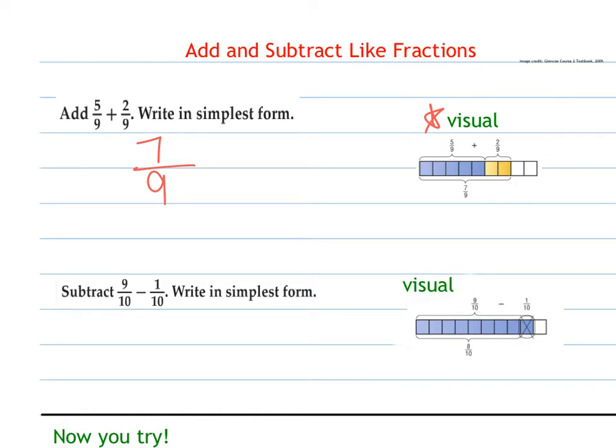Now subtracting 9/10 minus 1/10. Well, 9 minus 1 is 8. Keep the denominator the same. I know that those can both be divided by 2 in order to simplify. 8 divided by 2, 10 divided by 2. So there's my final answer. Again, a visual over here for you. If we have 9 of them and we're taking one of them off, we have 8/10 left.